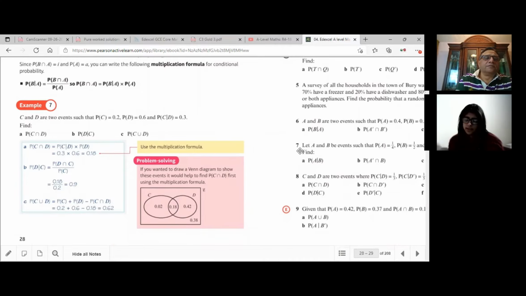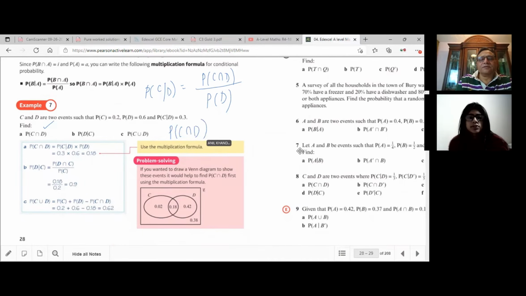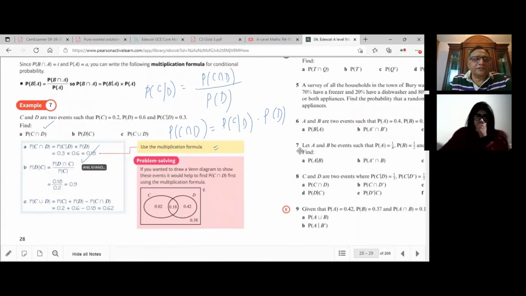So using the formula that we just found, if you cross multiply, you can find it. The probability of C given D is basically the probability of the intersection of C and D over the probability of D, the probability of what occurred, right? You're given all these probabilities, so you can rearrange and find the intersection, correct? So you can do 0.3 times 0.6. Just multiply it, and you've got the answer right there itself.